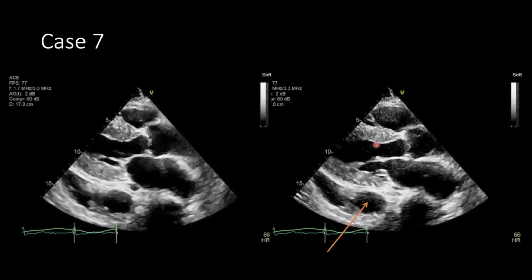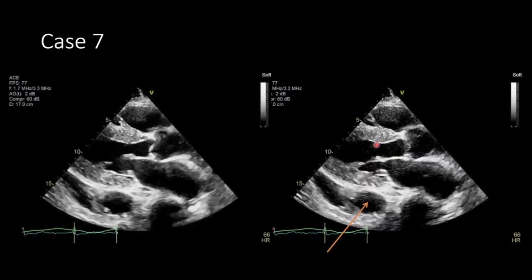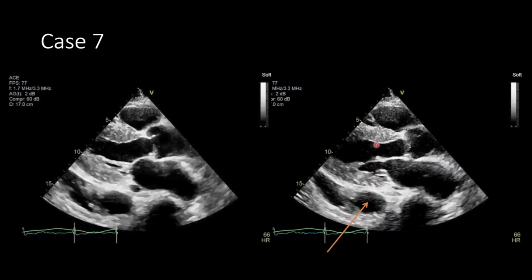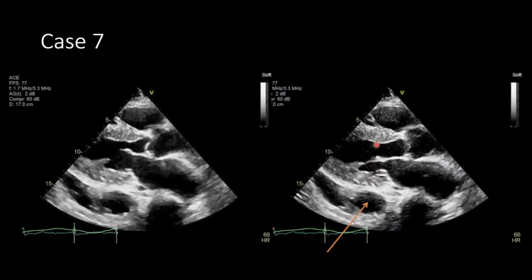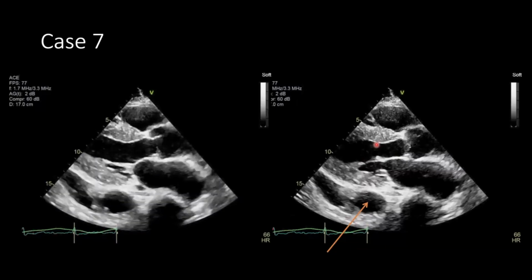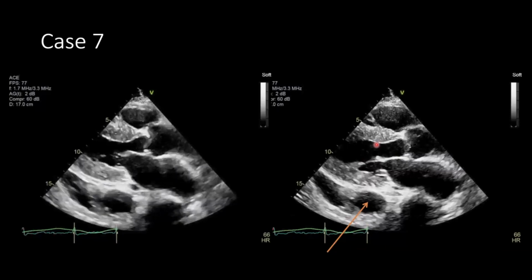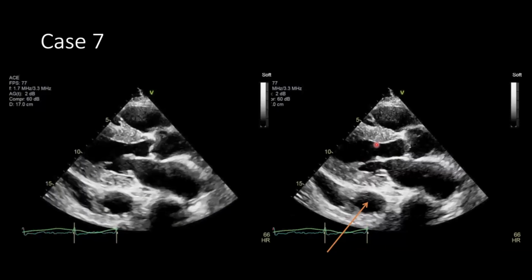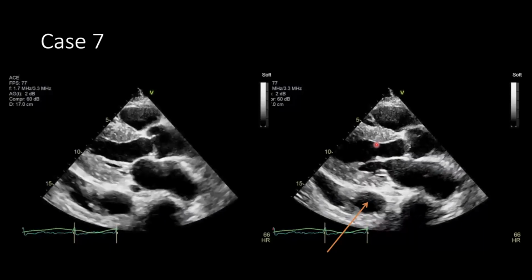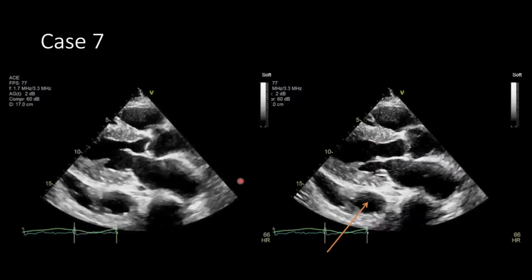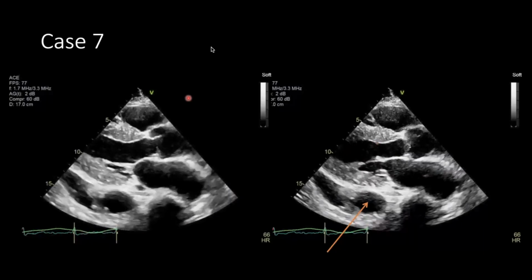Okay, most people think it is a real finding. Is that the same here? Everyone thinks it's a real finding, not an artifact. There is a very bright pericardium there. Okay, so it looks like 90% think it's a real finding. Okay, that's good.